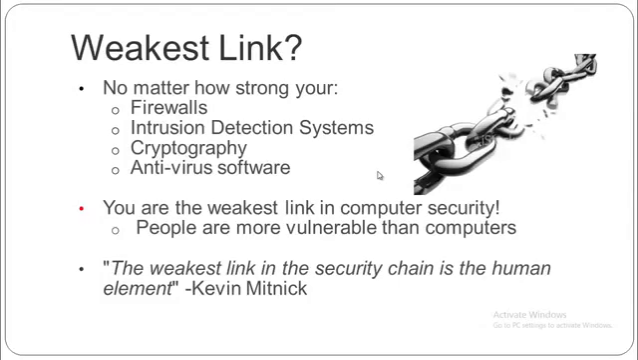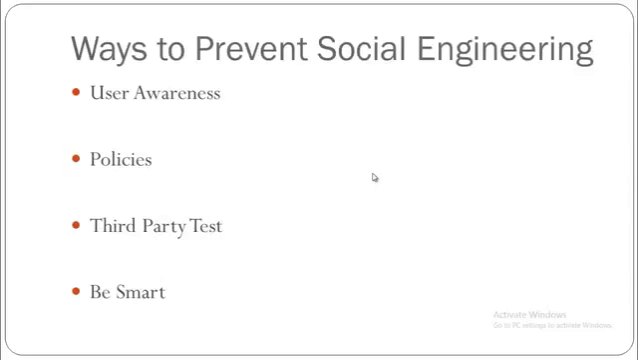There are different things that you would want to know, but before that, you need to know that the weakest link in your organization is not your firewall, intrusion detection system, cryptography, or antivirus software. You are the weakest link in your computer security. People are mostly more vulnerable than computers, and that's a famous dialogue said by Kevin Mitnick. So I'll go ahead with the ways to prevent social engineering attacks.